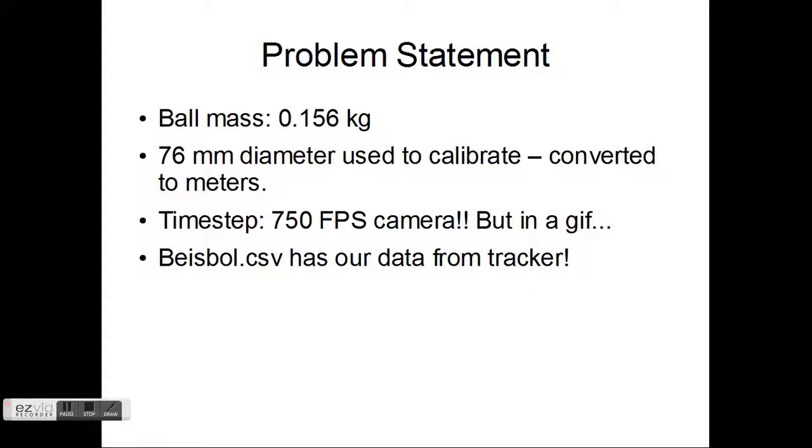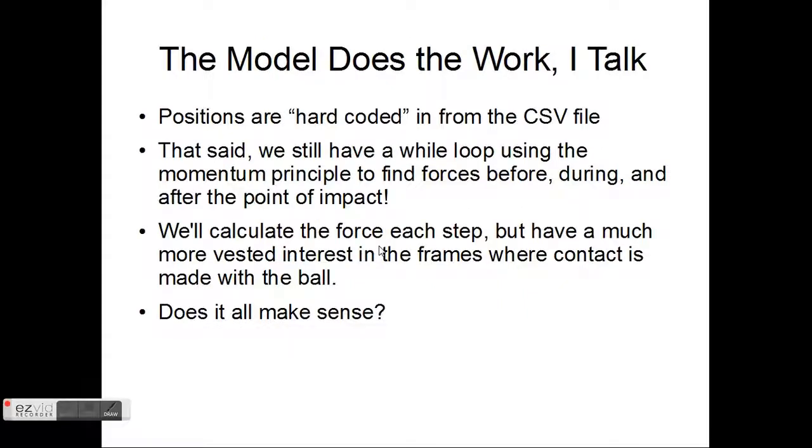Also, baseball.csv has our data from tracker. I spelled baseball weird because I felt like it. Again, our model does not predict where the ball is going. That is read from the CSV file. Our model instead will read these positions shown on the screen, all the while crunching calculations on momentum and force. The most important calculation, or the one of interest in the experiment, is the force when Scutaro hits the ball.